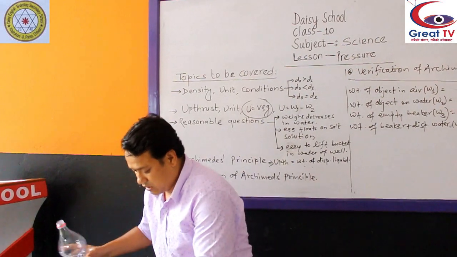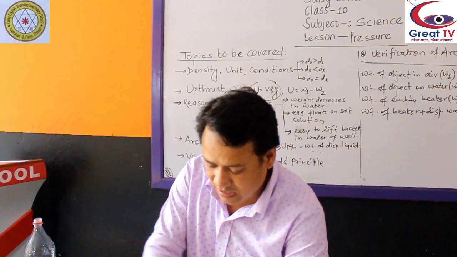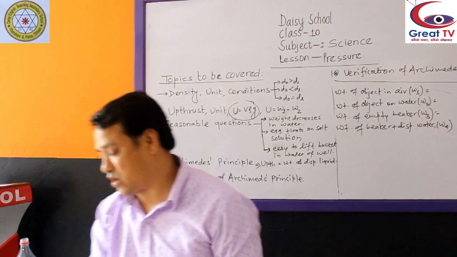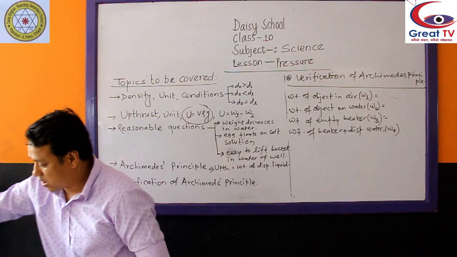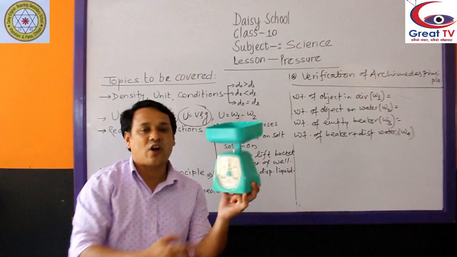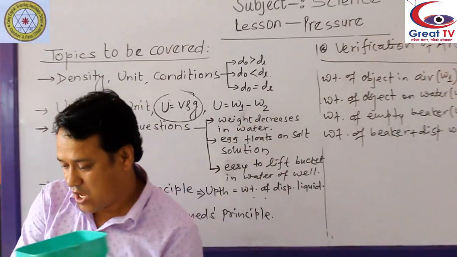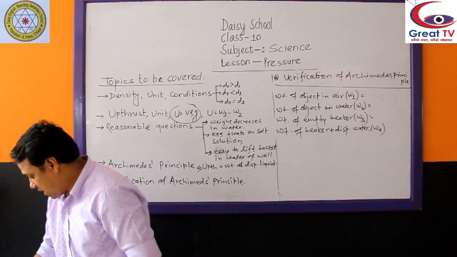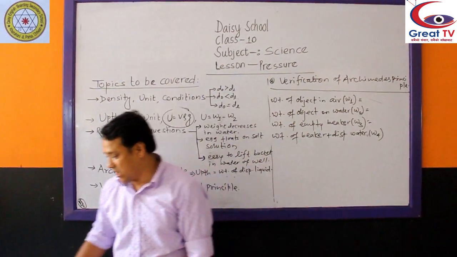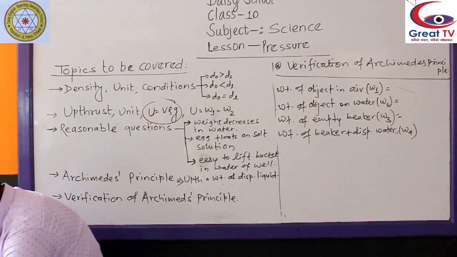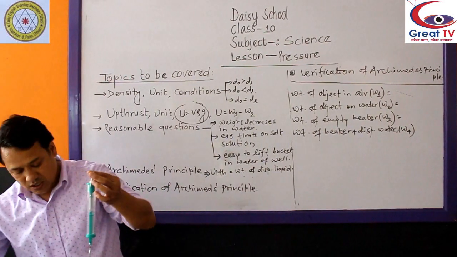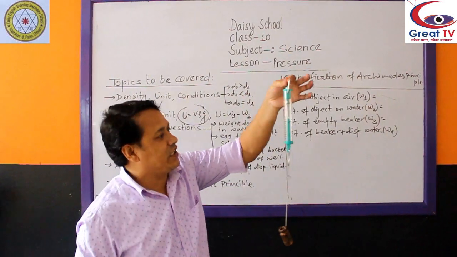So here we have to use an Eureka can, spring balance, beaker, and top pan balance also. Top pan balance is a weight measuring instrument. At first we have to check the weight of the object in air by using the spring balance, and we are going to record the weight of the object in air.